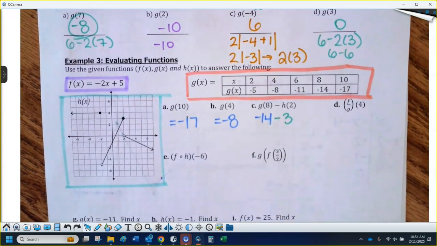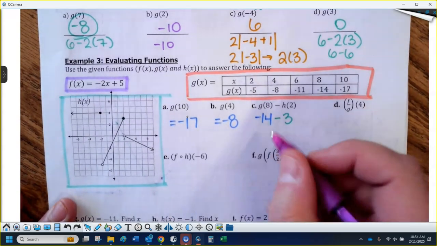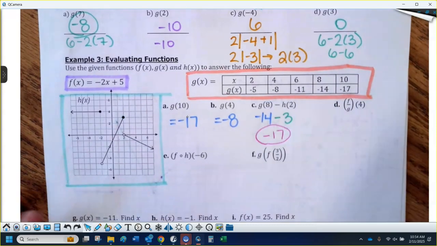So the h of 2 part of this would be 3. The actual little problem is negative 14 minus 3. So then ultimately my answer to that question, it's kind of 2 problems in one. That's negative 17.